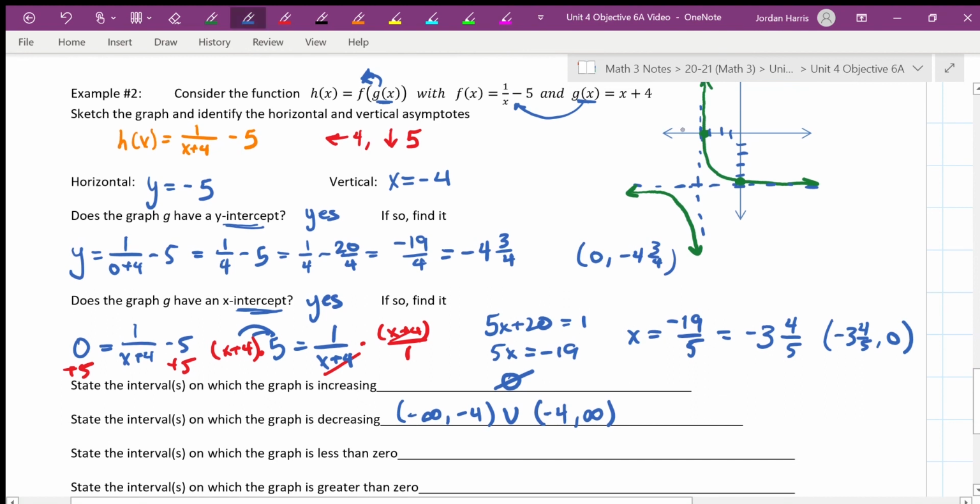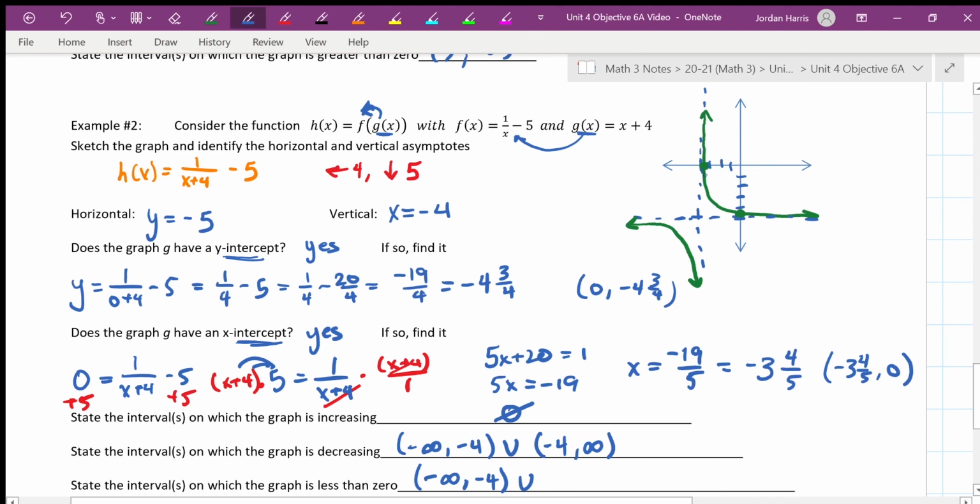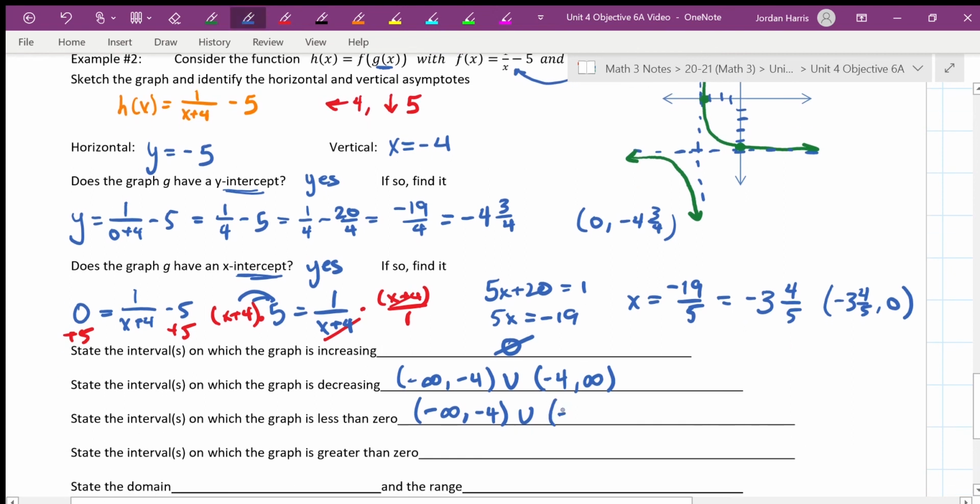Where is it less than 0? Below the x-axis. Remember, the x-axis is way up here. Most of my graph is below the x-axis. This whole section is, but we have more than that. Where it used to be just this section, we actually have more. Okay, so that whole section, and then right here at my intercept, I cross the x-axis and I'm below it the whole time after that. So my x-intercept is -3 4/5. That's what we just found. At that value, and then on to infinity, I'm also below, less than 0.